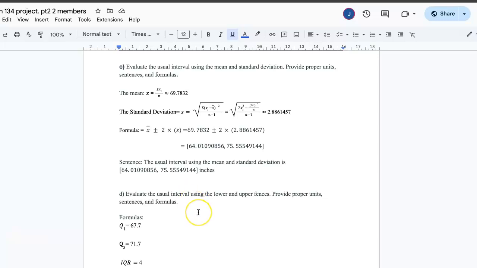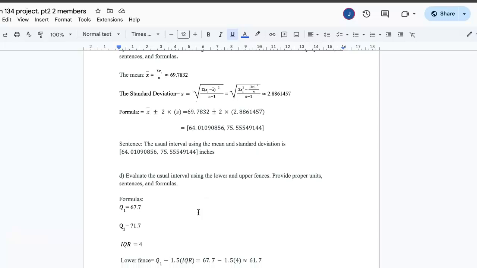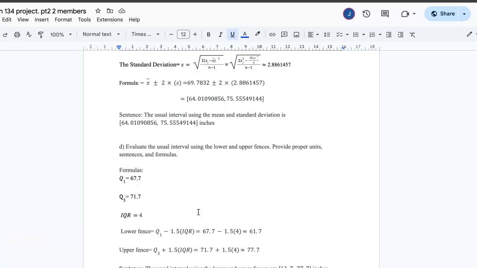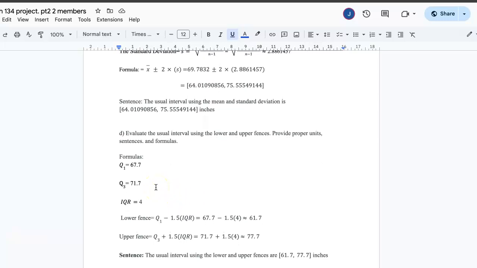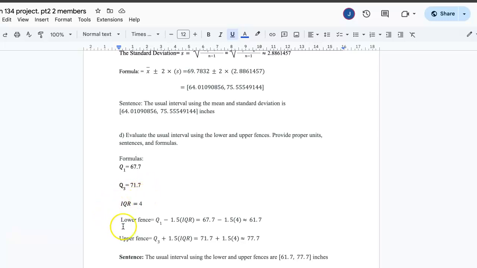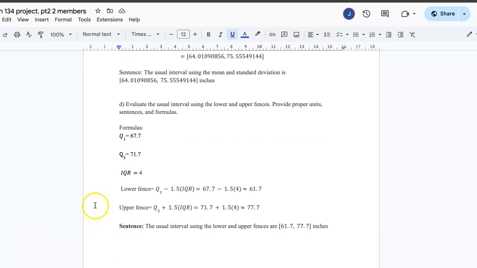Now, the fourth part, part D, it states, evaluate the usual interval given the lower and upper fences. Make sure to provide proper units and sentences and formulas. Now, here we have the proper units and the formula. And we have what the IQR is, as previously solved up top. Now, our lower fence is going to be Q1 minus 1.5 times the IQR, which gives us 67.7 minus 1.5 times 4, giving us a lower fence of 61.7.